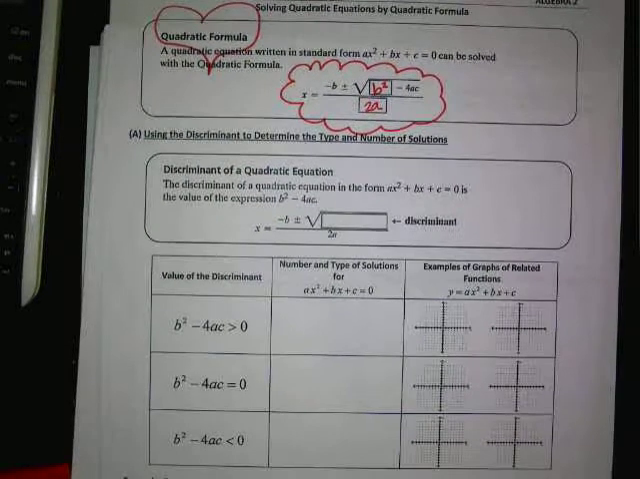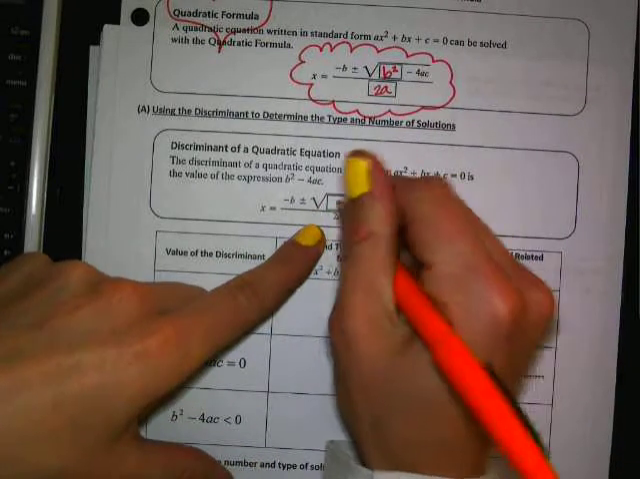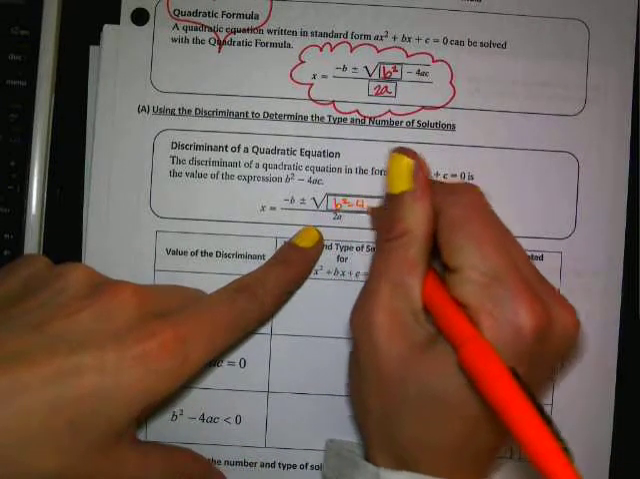So, the first part of the notes for today, I want to focus on what is called the discriminant. The discriminant of the quadratic formula is the b squared minus 4ac.